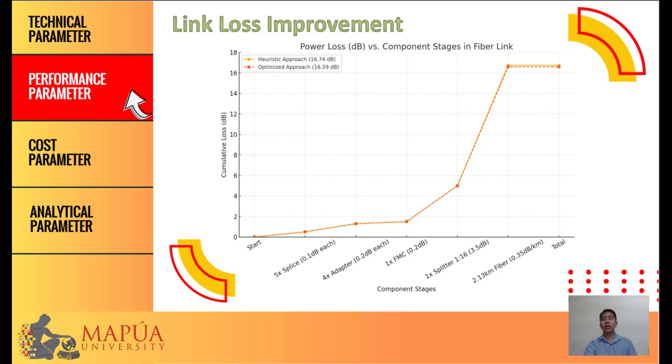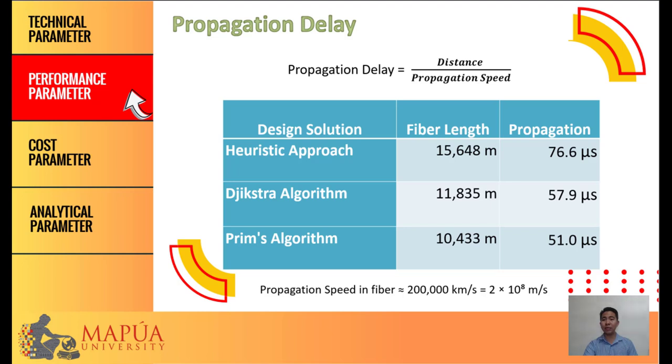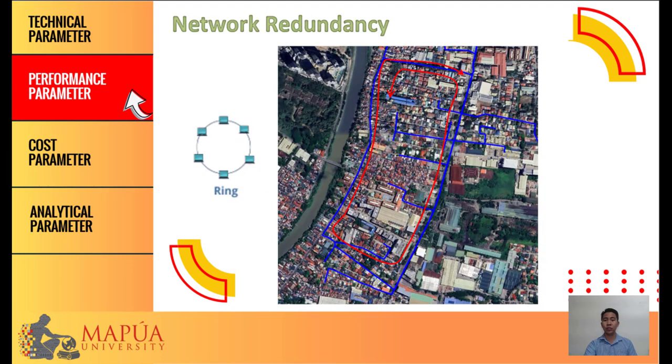In terms of link loss, in the worst case scenario, that is the furthest node from the OLT, the heuristic approach results in over 0.15 dB more loss than the optimized approach due to a longer fiber length. Both methods use the same number of components, splices, adapters, and splitters, but differ in total cable distance. By applying optimization algorithms like Prim's and Dijkstra, the overall fiber length is reduced, which decreases propagation delay and improves network responsiveness, especially in latency-sensitive applications.